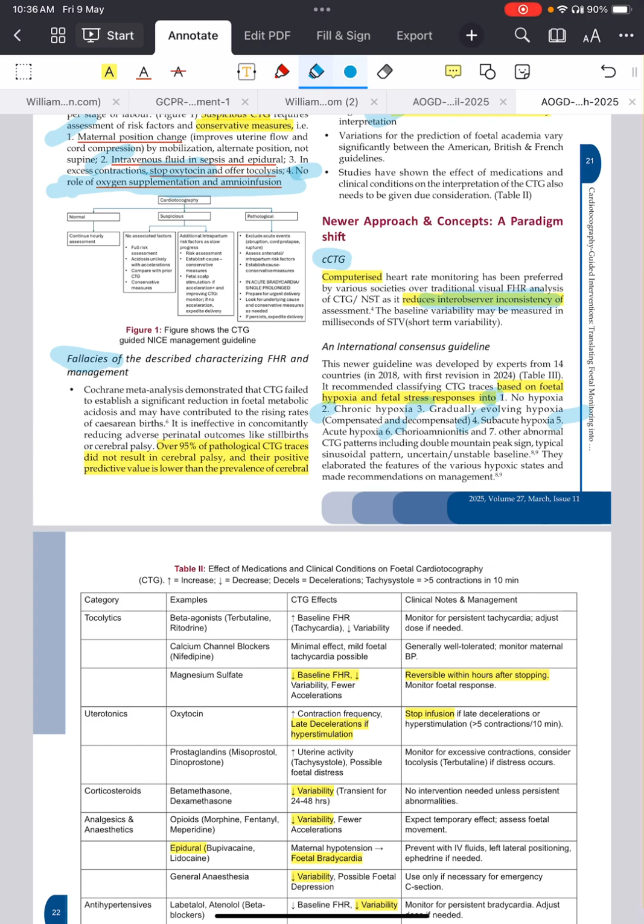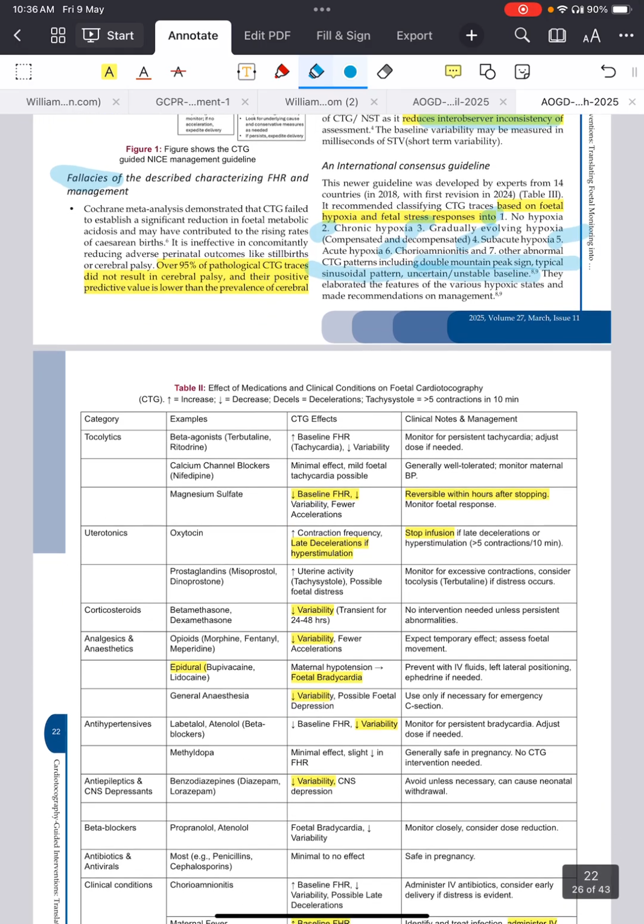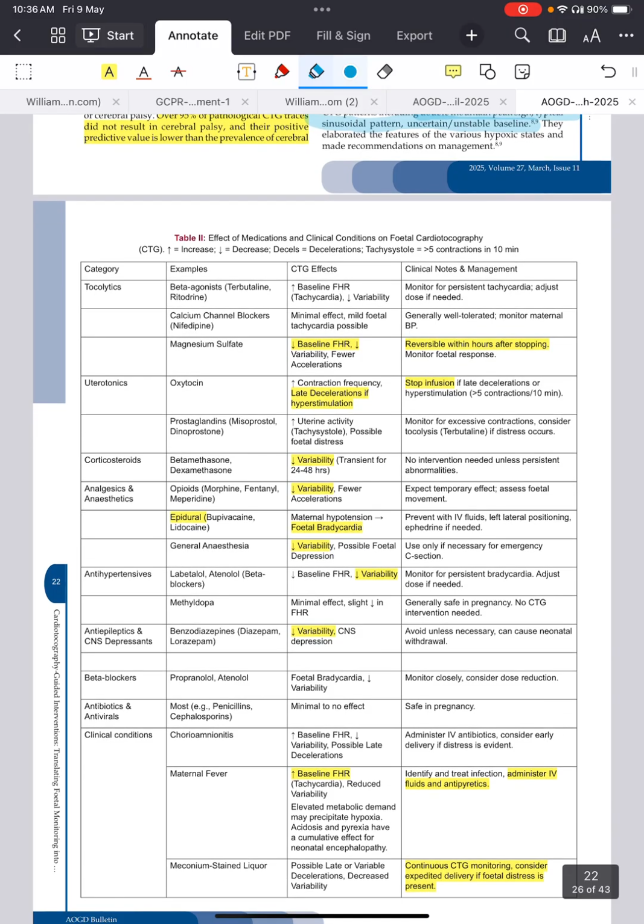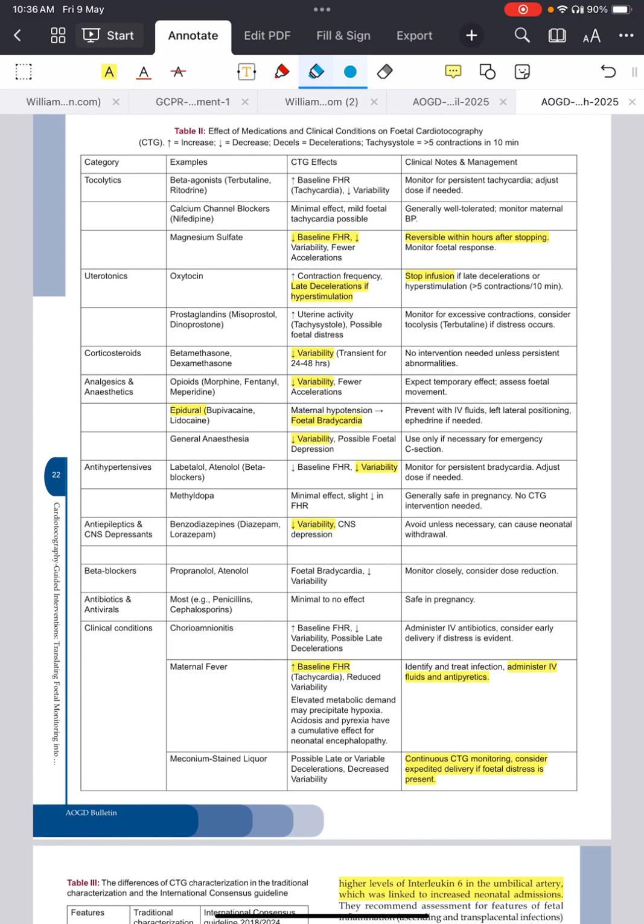On CTG you can see abnormal findings like the double mount peak sign, typical sinusoidal pattern, and uncertain and unstable baseline. So if there are any changes in CTG, you should note what drugs you have given to the mother, like tocolytics such as magnesium sulfate. Many people give magnesium sulfate for neuroprotection and then do CTG. On CTG they see the baseline heart rate is reduced, variability is reduced, and they do a cesarean section.